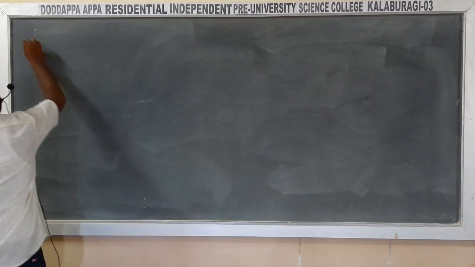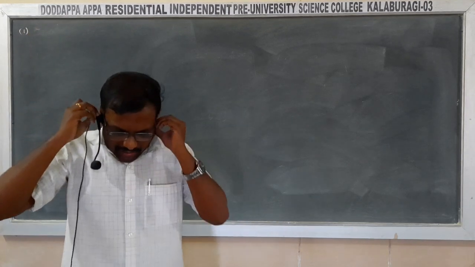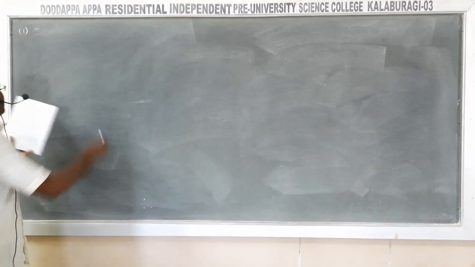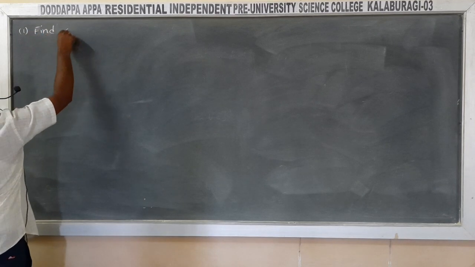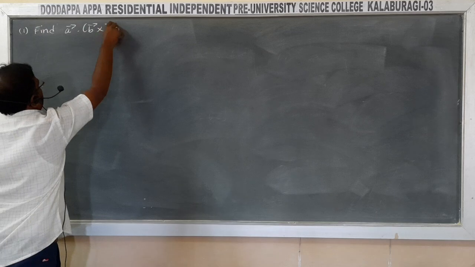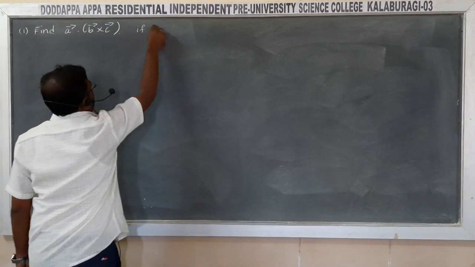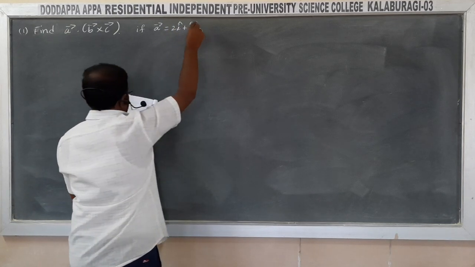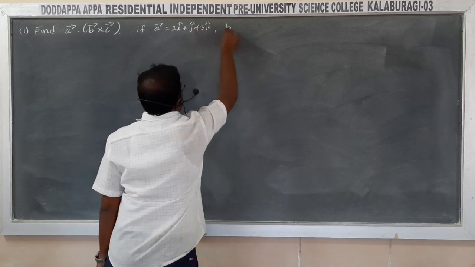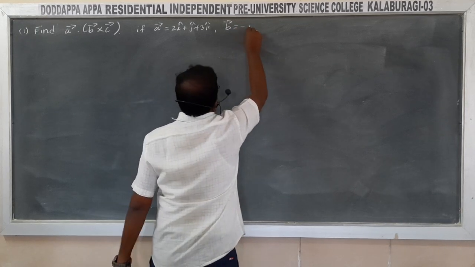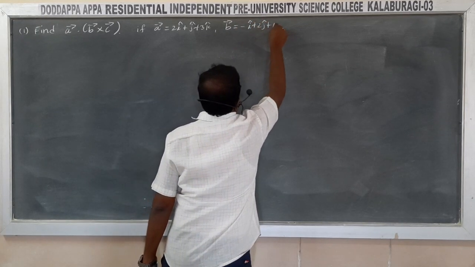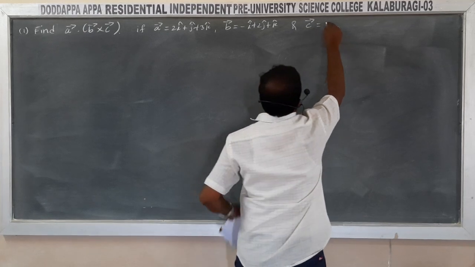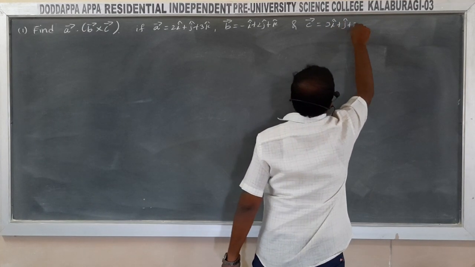So we go for first one. First problem. Find vector A dot of vector B cross C if vector A equal to 2i plus j plus 3k, vector B equal to minus i plus 2j plus k, and vector C is equal to 3i plus j plus 2k.